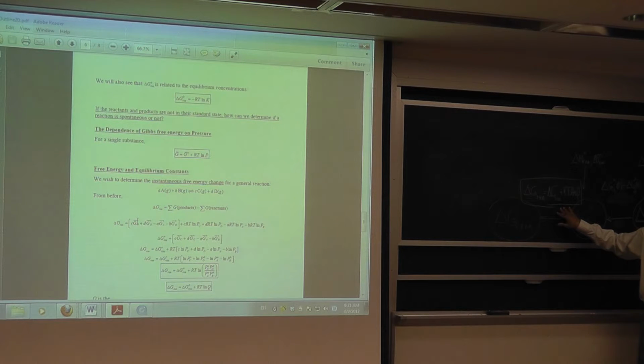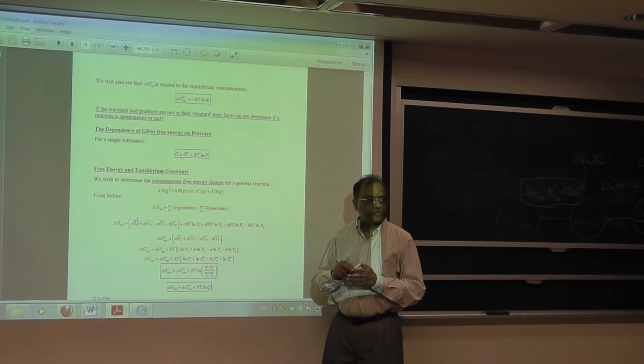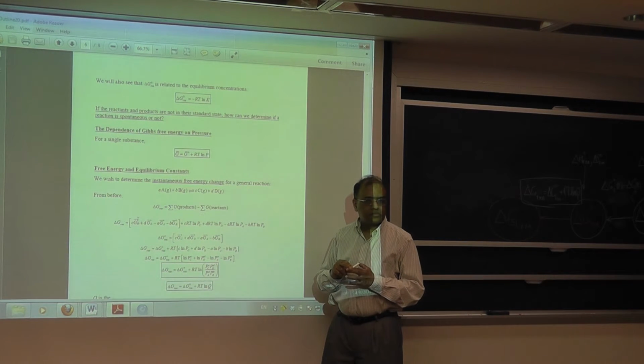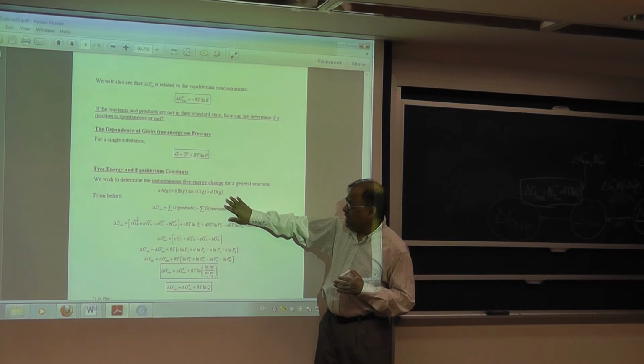Very, very important equation. That's how you go from here to here. This tells you how to calculate the change in the Gibbs free energy at non-standard state conditions. To derive this equation, you need this equation here. Okay, so let's derive that.